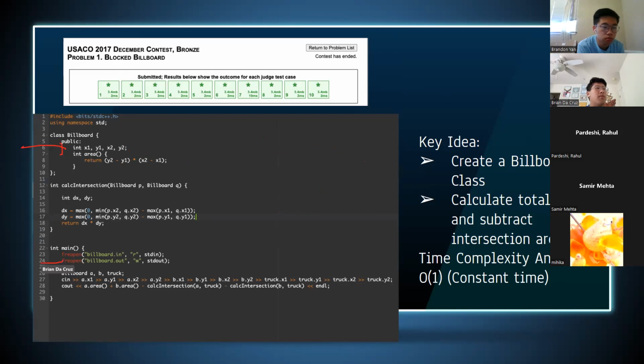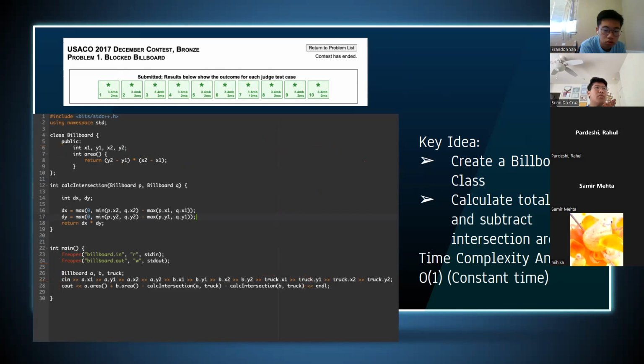So here in our main function, I'll start off and move on. In our main function, we're going to read in the input, and we're going to create a billboard for billboard A, billboard B, and the truck. That's basically what this problem is giving us. So we're going to read in the values. It's a bit messy, but we're just going to read it in using cin.